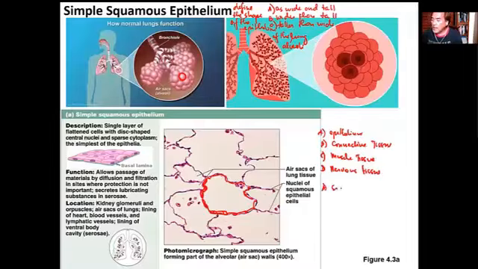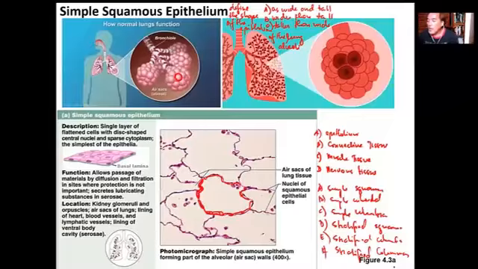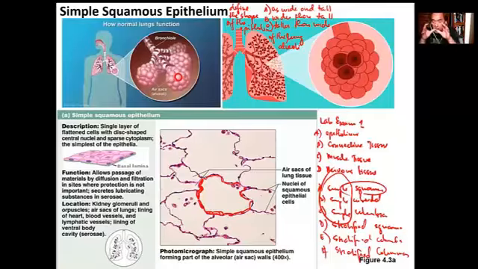The second question with the same picture. Is this simple squamous epithelium? Is it simple cuboidal epithelium? Is it simple columnar epithelium? Is it stratified squamous? Is it stratified cuboidal? Is it stratified columnar? And what is your answer? Simple squamous. One layer, flattened cells. I need you to be able to identify the slide and tell me, since we're all about epithelium, what type of epithelium it is.